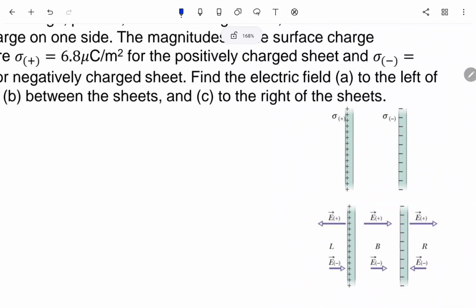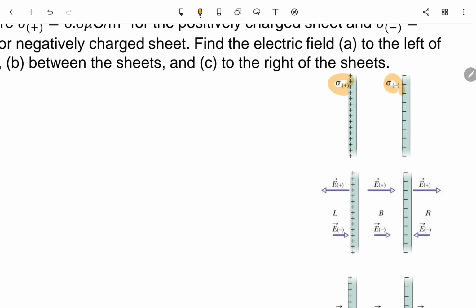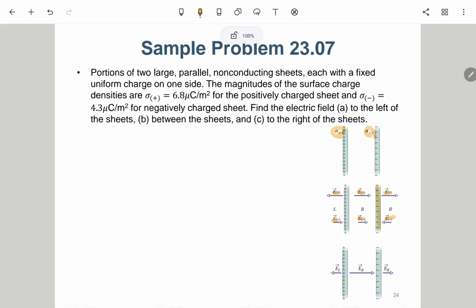Okay, so here we have a sigma plus and sigma minus. The sigma plus sheet will generate E plus pointing to the left on the left side and pointing to the right on the right side. The negative plate will generate an E field pointing to the right on the left side and pointing to the left on the right side.